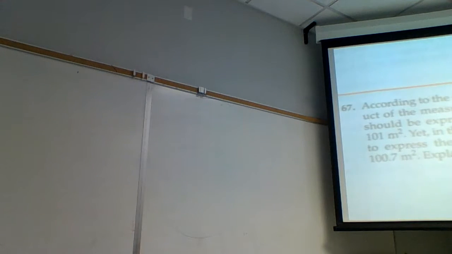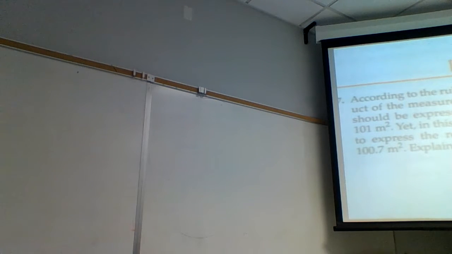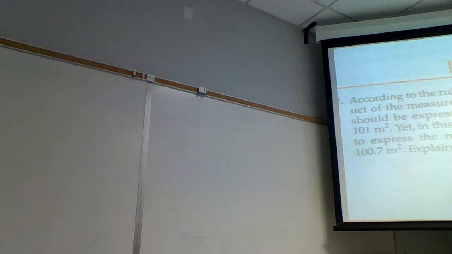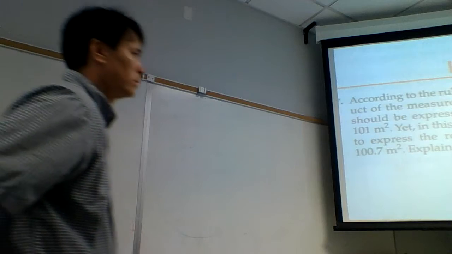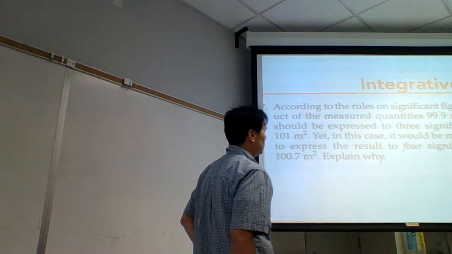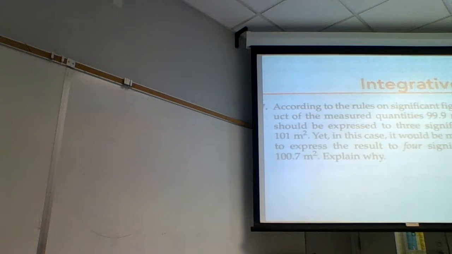What's the difference between rules and a law? These aren't the laws of significant figures. Yeah, there's going to be a lot more exceptions than rules. Whereas, something like propagation of errors could be like the law of propagation of errors. But sig figs have always been known. Even though this is 3 sig figs, this is 4 sig figs. You expect 4 sig figs to be more precise, but it's not always. And so, according to the rules on significant figures, the product of the measured quantity. Okay, so that's 3. This is 4.